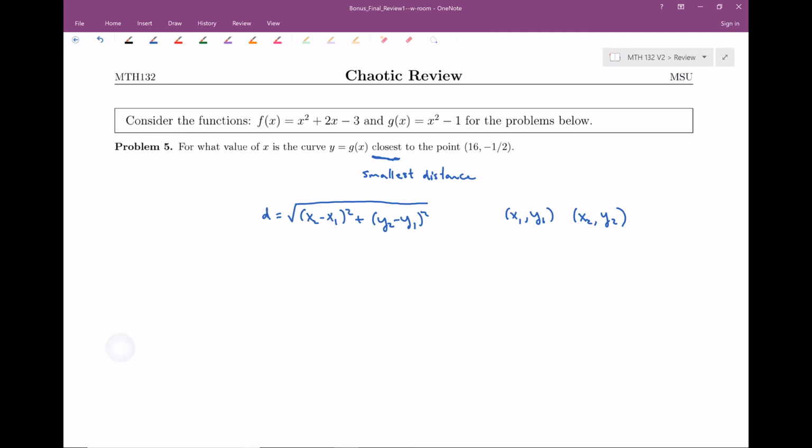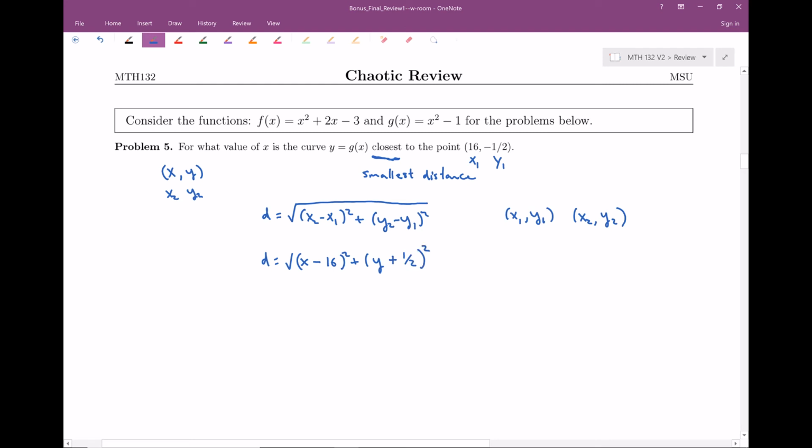So let's go ahead and start substituting some of this stuff in here. For instance, maybe I'm going to have this be my (x1, y1). And then for our curve, again, we can't really fix this. It's just going to be a point (x, y). So that's going to be my (x2, y2), my second point. But again, it's not fixed. All right, so let's plug some of this in. So x2 in this case is just x, minus x1, that's 16, quantity squared, plus y2, that's y, minus y1, that's negative 1/2. So minus a negative, that'll be plus 1/2.